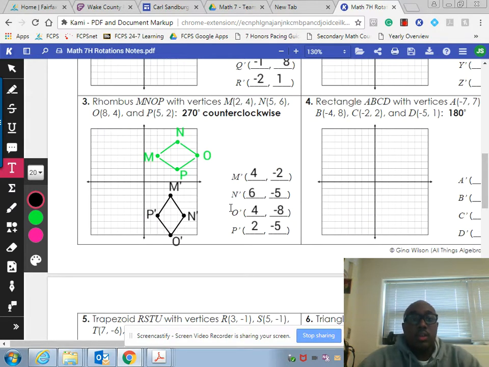It says we have the rhombus with vertices M(2, 4), N(5, 6), O(8, 4), and P(5, 2). So first, I want you to just plot those different points. When you plot those original points, your shape should look like so. And they want us to rotate it 270 degrees counterclockwise.